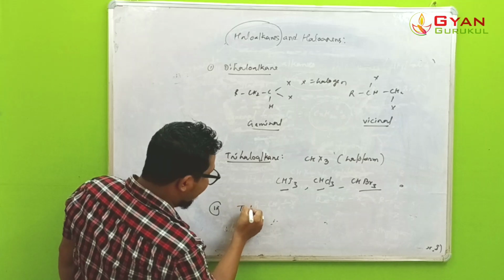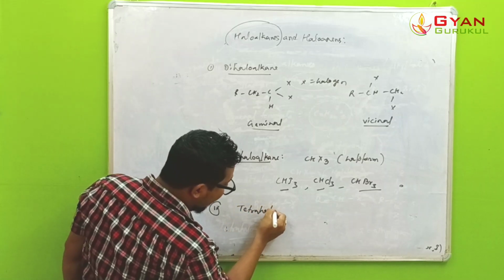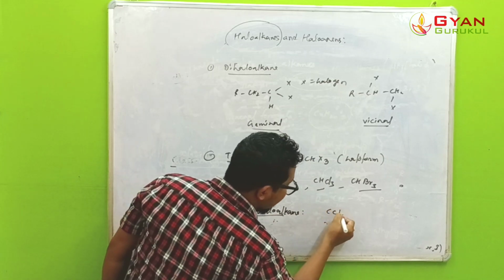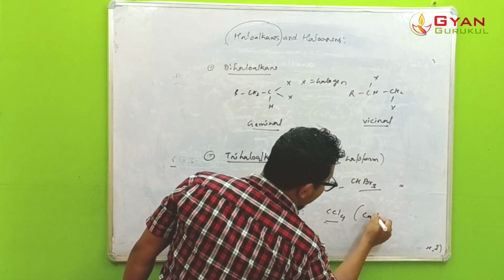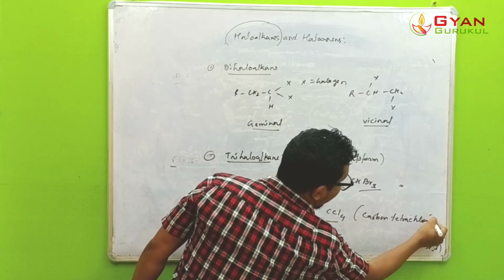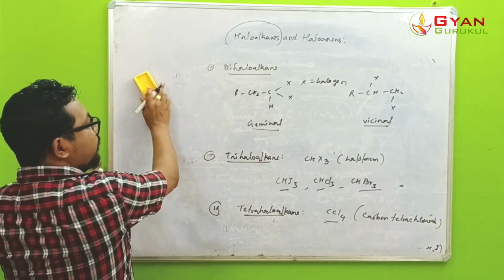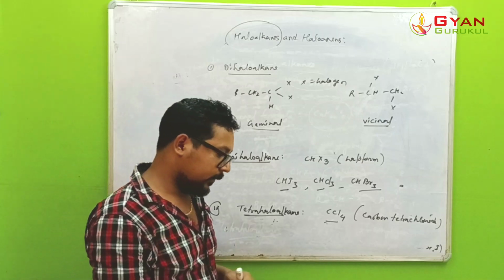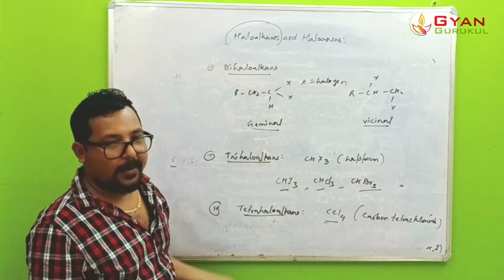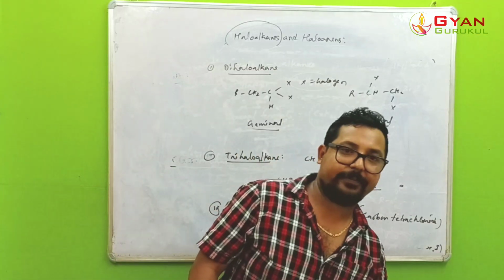Next, the tetrahaloalkanes. Tetrahaloalkane means something like CCl4. This is a tetrahaloalkane, called carbon tetrachloride, as all of you know. Please write it down. Next, we'll continue.